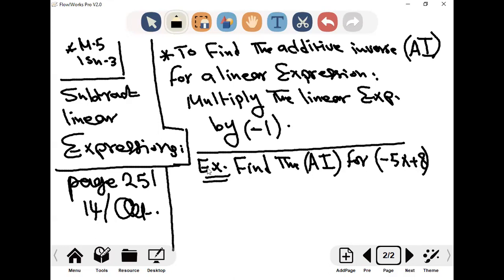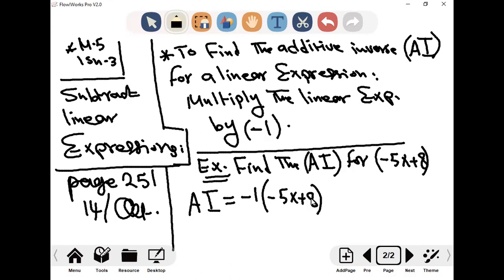Did I write example 1? Yeah. So find the additive inverse for what? For this linear expression. Again, to find the additive inverse for a linear expression, multiply the linear expression by... So I will multiply this by what? Yeah. So here, additive inverse equals negative 1 multiply the linear expression, right?